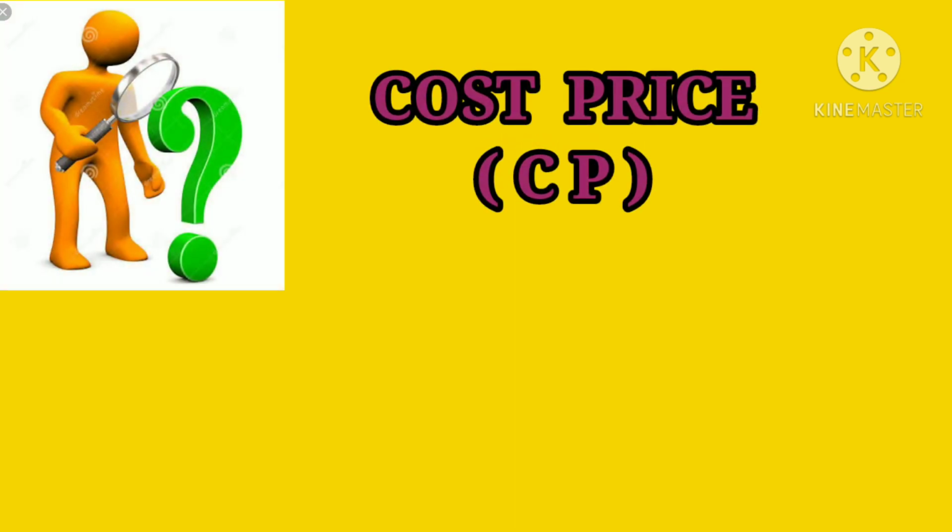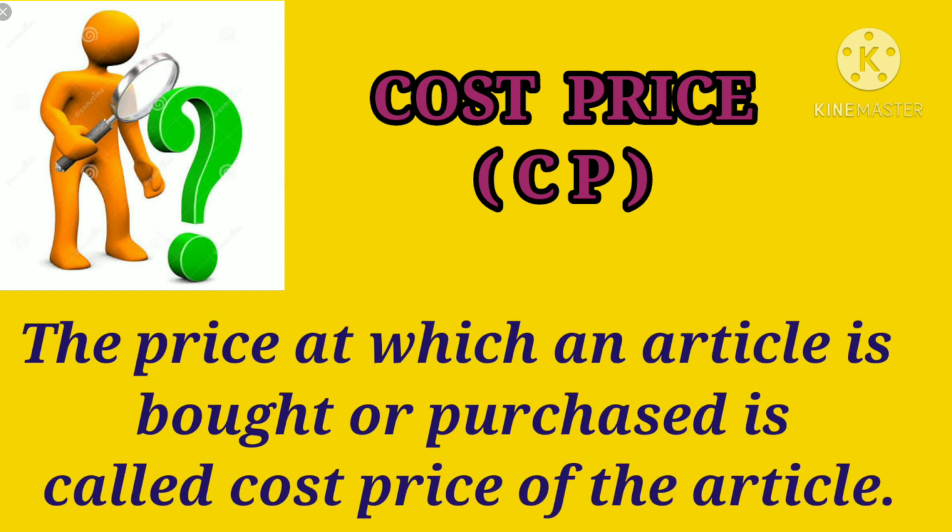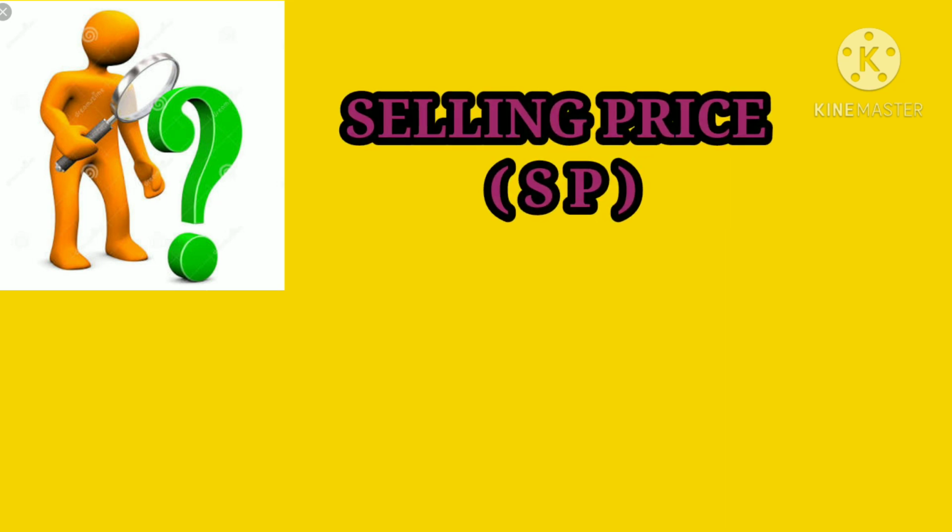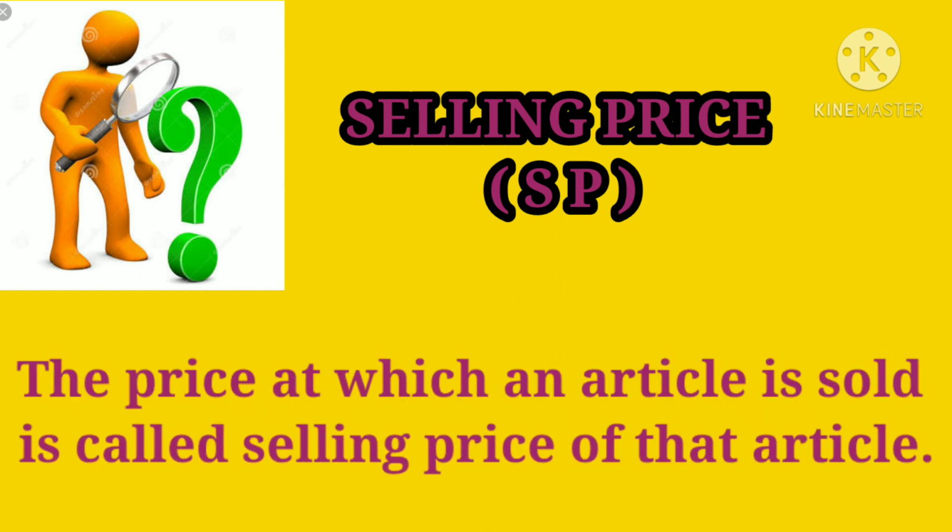First term is cost price. In short, we write it as CP. Cost price means the price at which an article is bought or purchased. Next is selling price. In short, we write it as SP. Selling price means the price at which an article is sold.